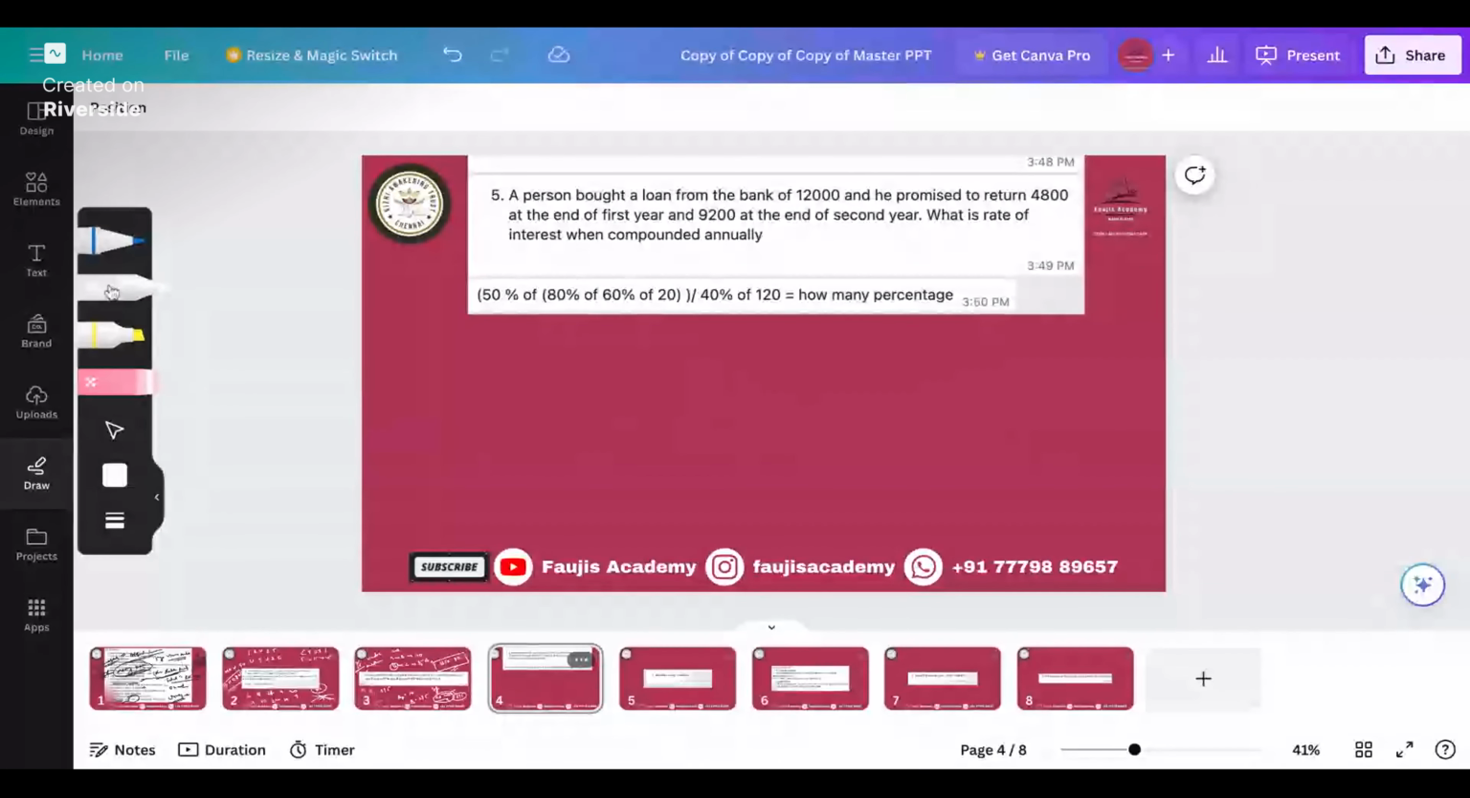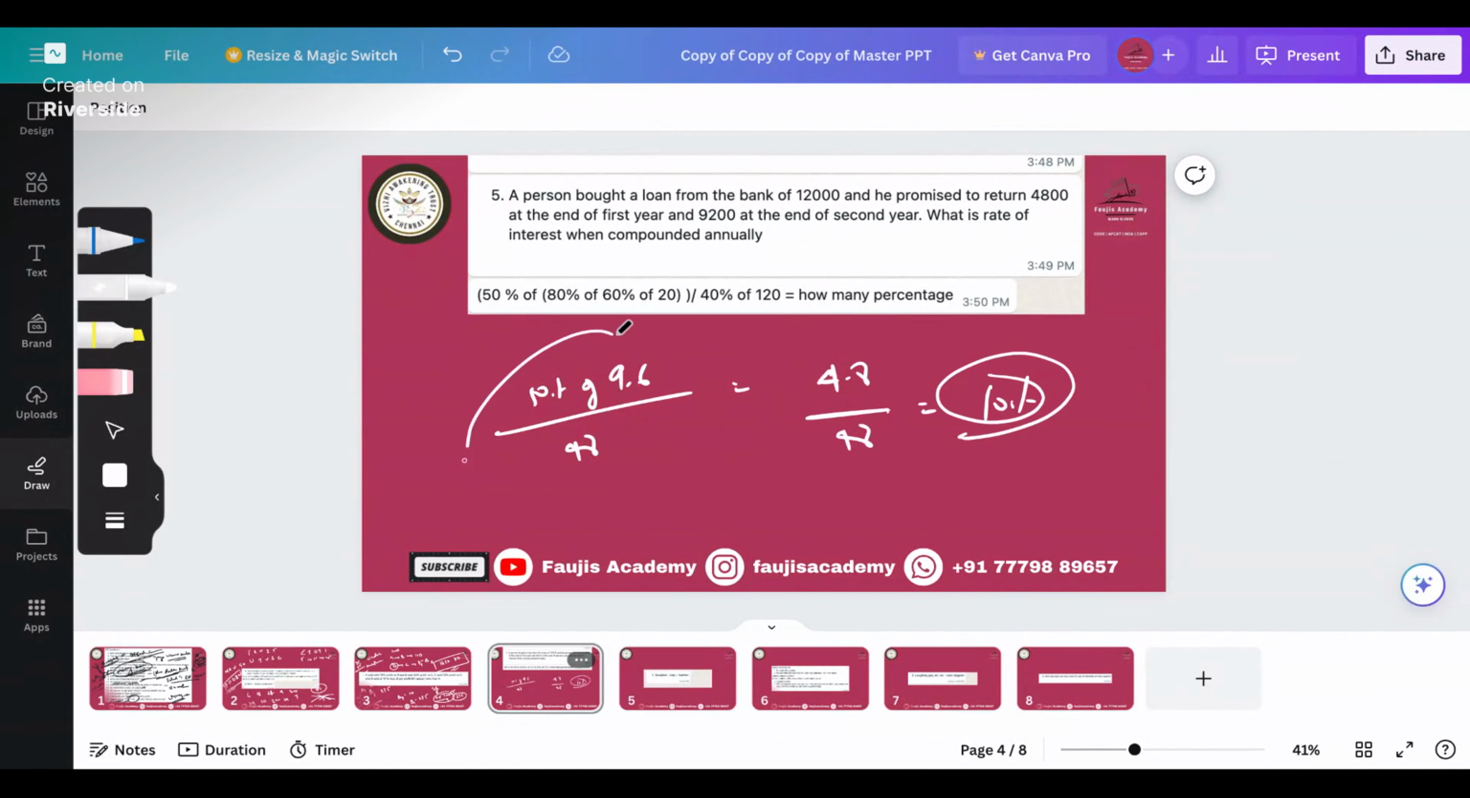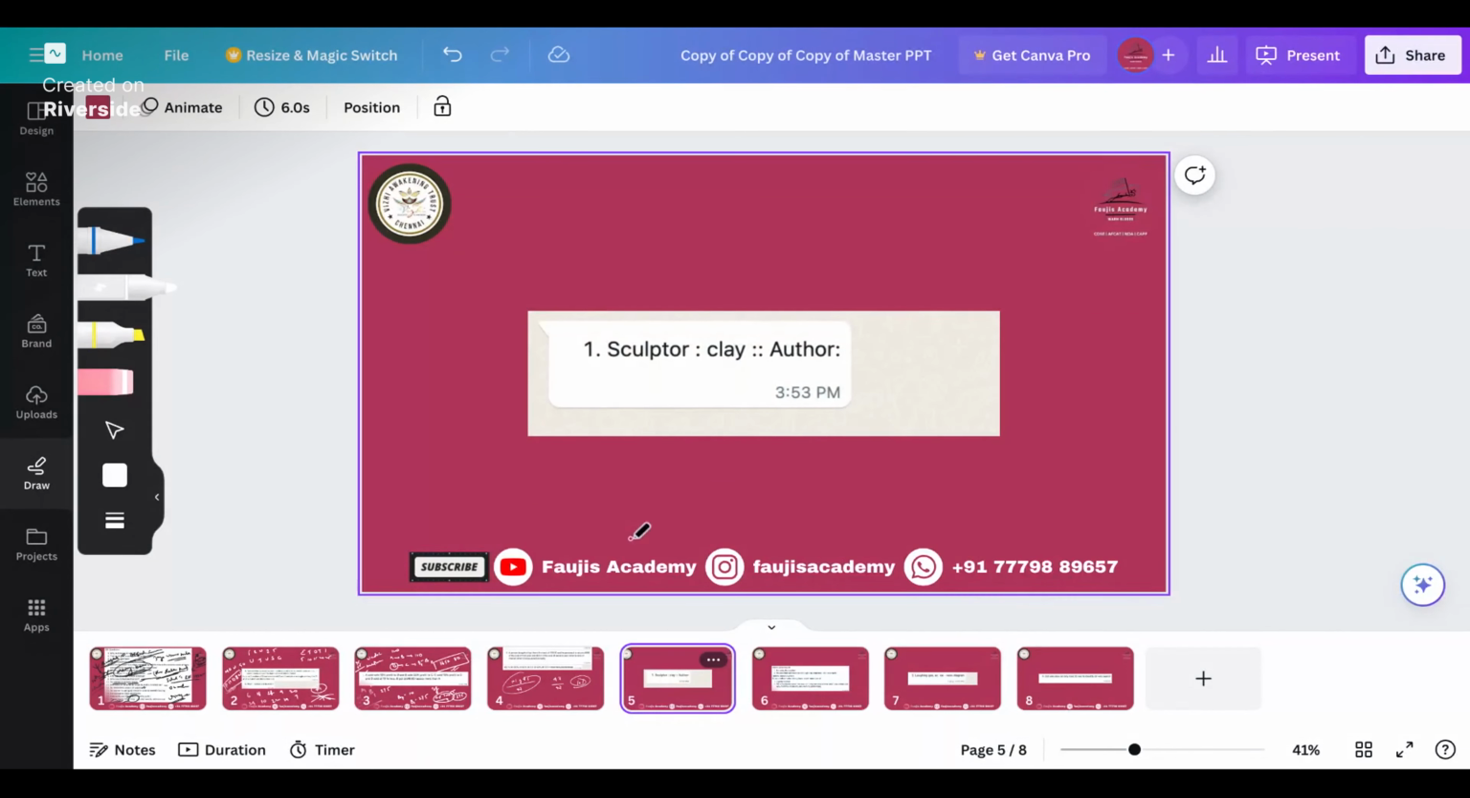So yeah, for a few of the questions, because compound interest solving itself gets so dicey, we have to use the approximation. Solving them is not a good idea. It's a very bad idea. Okay, so 50% of 80% of 60% of 20. 60% of 20 is how much? 12, and 80% of 12 is how much? 9.6. Okay, so 50% of that divided by 40% of 120. 40% of 120 is how much? 48. 50% of this much is 4.8. Okay, how much is that? 10% is your answer, right guys? Okay, easy one. Let's move on to the next question.